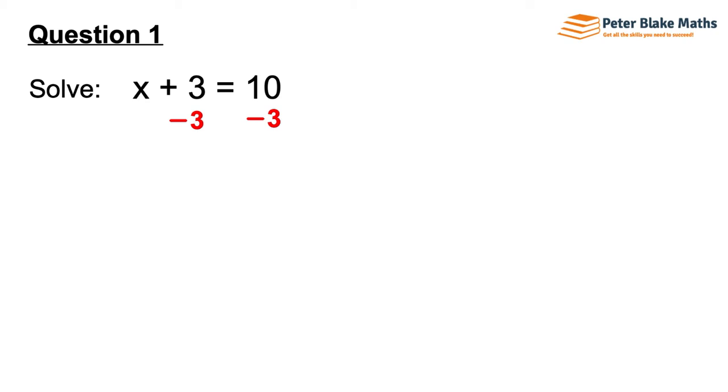So on the left hand side, the plus 3 and the minus 3 cancel each other out, leaving us with the letter on its own, which is what we want. So the left hand side is an x, and we just calculate the right hand side. 10 minus 3 equals 7. So our final answer there, x equals 7.